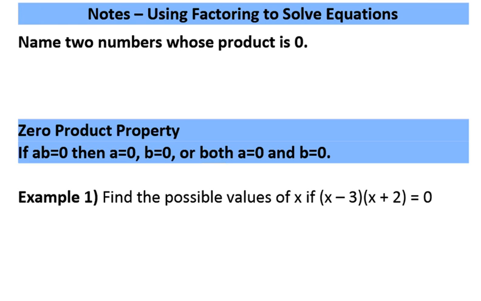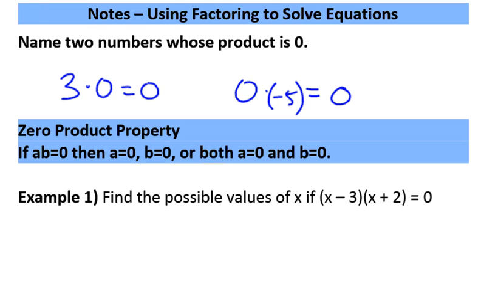Before we go into that, we want to talk about finding two numbers whose product is 0. If you think about two numbers that multiply together to get 0, you might think of 3 times what would equal 0? Well, it would have to be 0. Or 0 times what equals 0? Well, really 0 times anything is 0. So we could say -5 times 0. Or even 0 times 0 is 0.